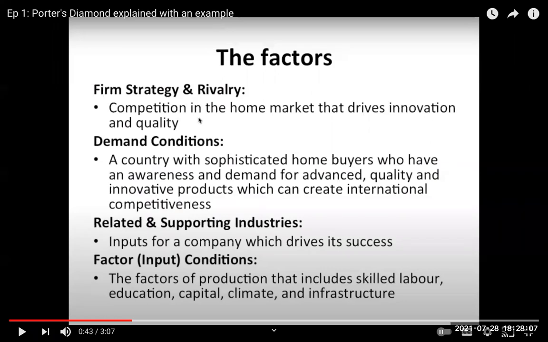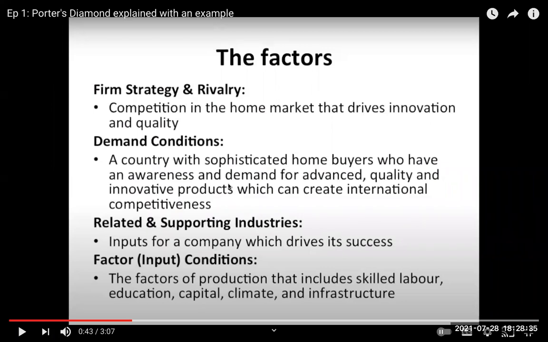Then it says demand conditions. A country with sophisticated home buyers who have an awareness and demand for advanced quality and innovative products can create international competitiveness. In other words, there are persons in the country who will buy outside of the country if they feel that the quality of the products being made locally is not good enough. And I'm sure that is a situation where many companies outsource certain things because it might be too expensive in their own country, or the quality is not up to standard.